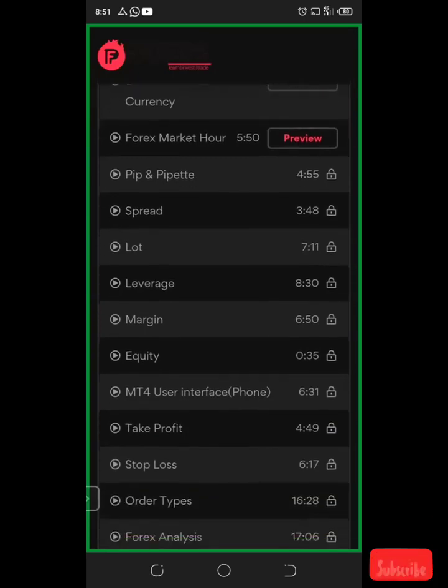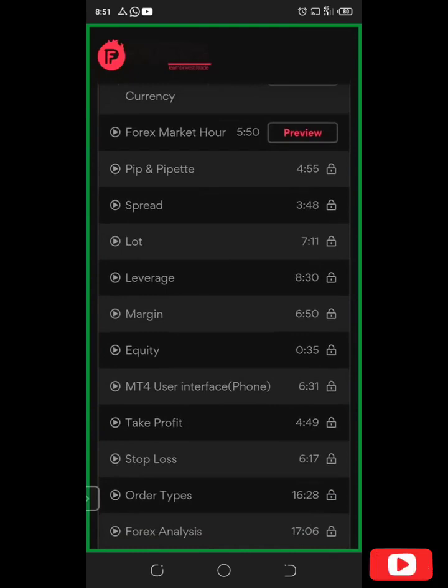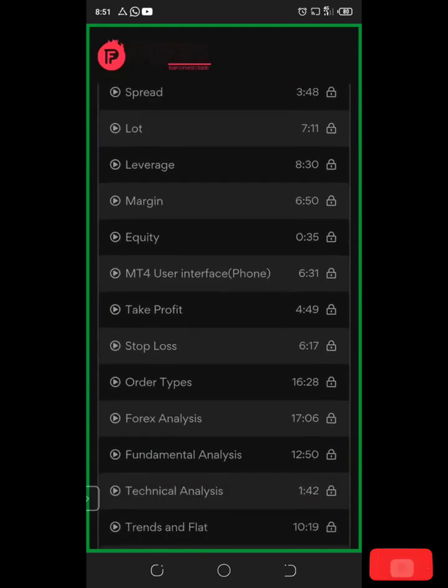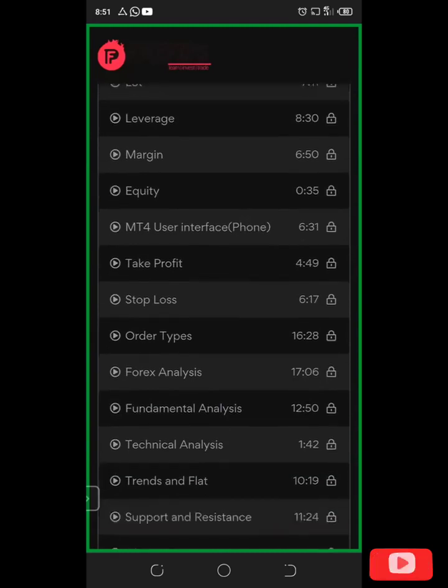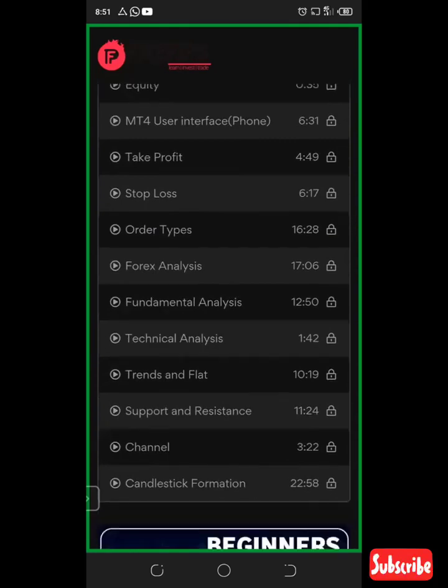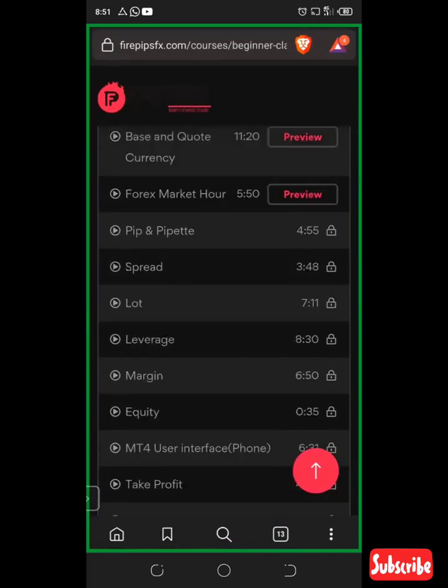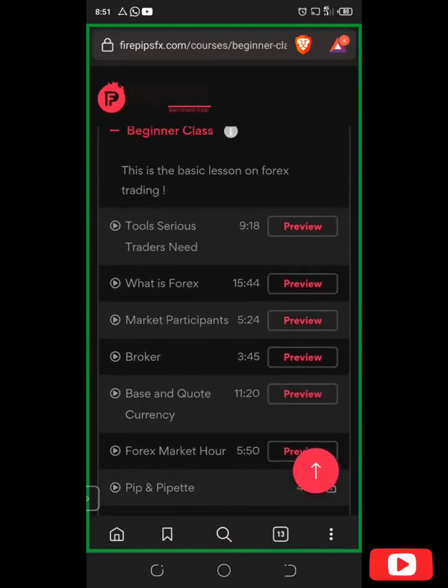The explanation is there. It explains pips and pipettes. It explains spreads. It explains lots and lot size. It explains leverage. It explains margin, and then it explains equity. Of course, for MT4 users, there's also an explanation on that. And some terms like take profit and stop loss, we're already used to those from our futures trading. It also explains forex analysis, fundamental analysis, technical analysis, trends and flats, support and resistance, channels, and then candlestick formations. So all of these are for free. So to make it easier for us, I dropped the link.